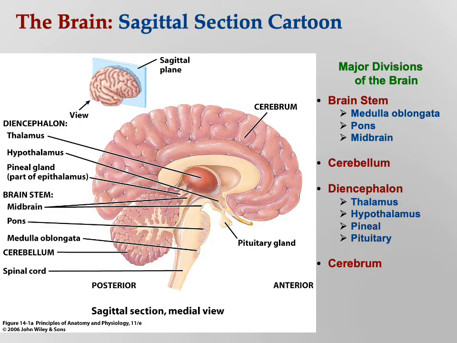Okay, major divisions of the brain. There are lots of ways to divide up the brain. You can divide it up in terms of its development, in terms of its function, and so on. This is one way, and it's a convenient way for us, I think. All right. So, brainstem. Brainstem consists of the medulla oblongata, the pons, and the midbrain.